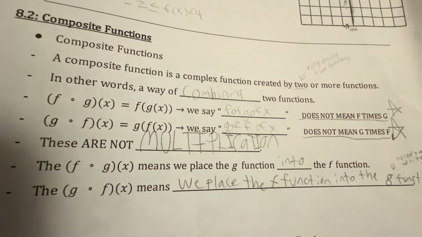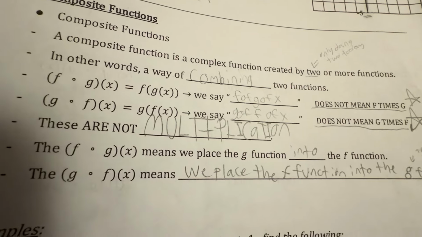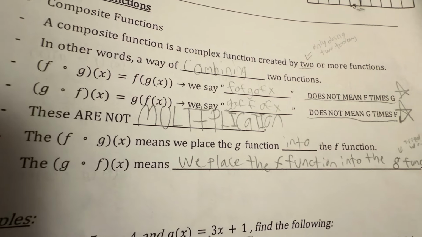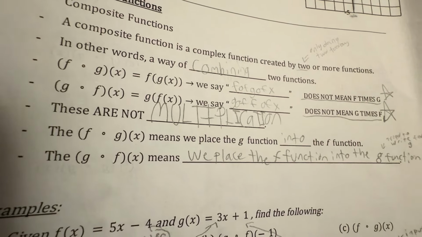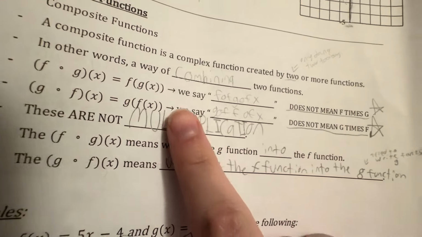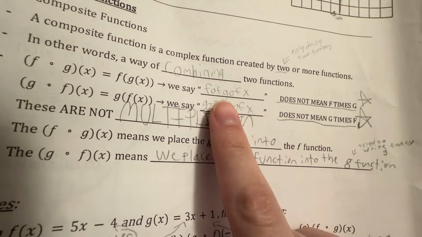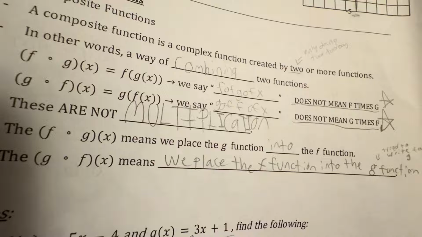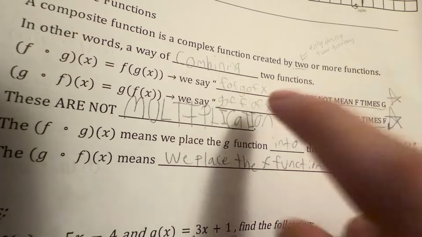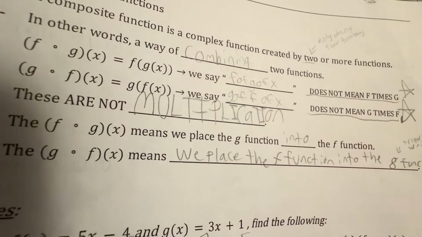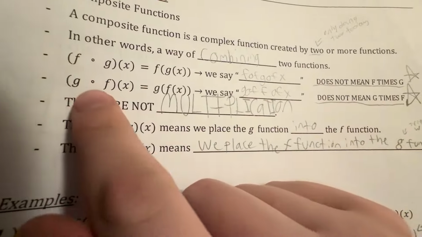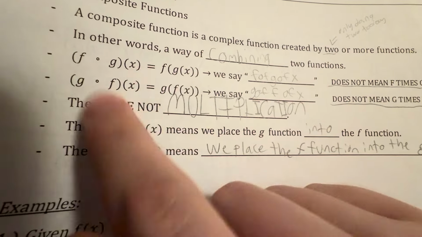Composite functions. A composite function is a complex function created by two or more functions. In other words, a way of combining two functions. So, you see this right here. We say f of g of x, and that does not mean f times g. It doesn't. It means f times g only if that hole right there is closed and colored in.